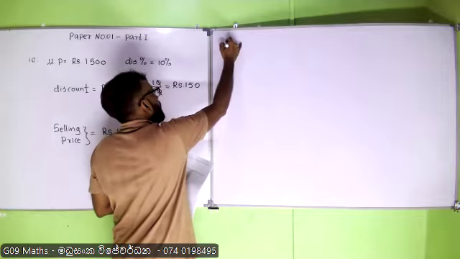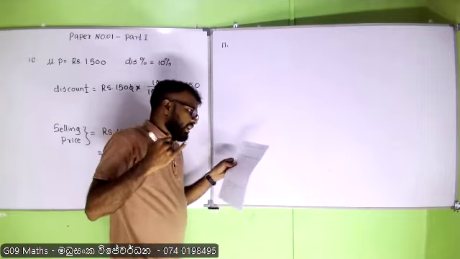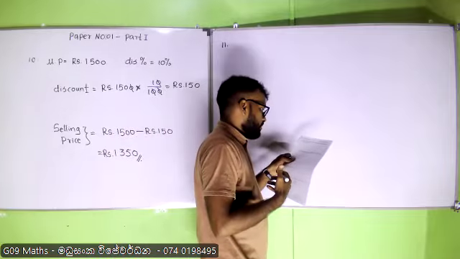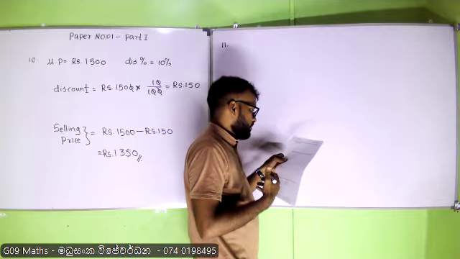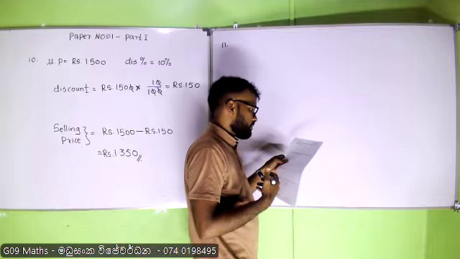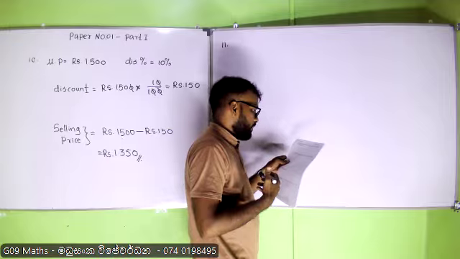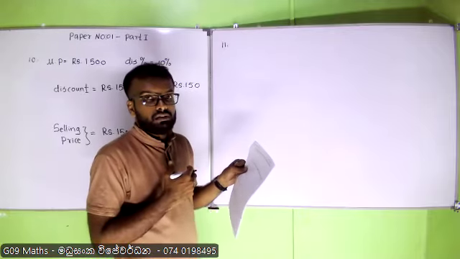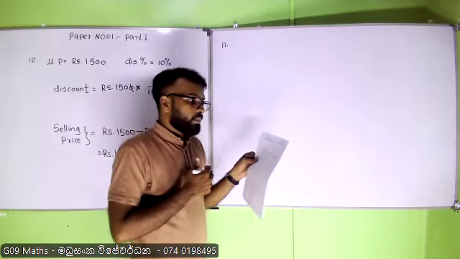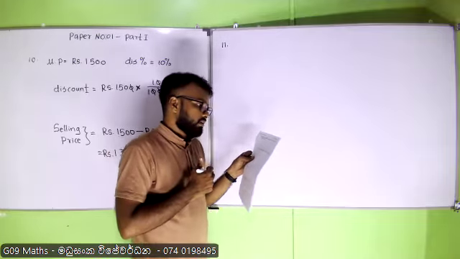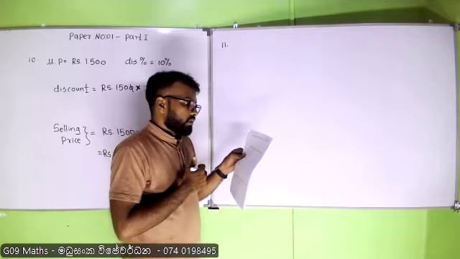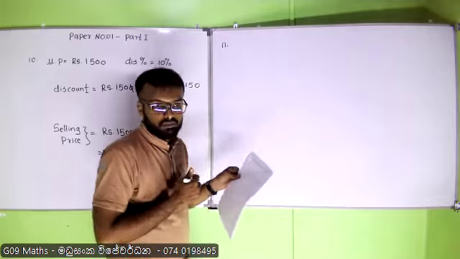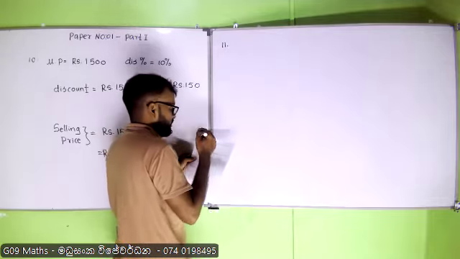11th. The length of a rectangle is twice its breadth. If the breadth is 3 centimeters, write an expression for its area.